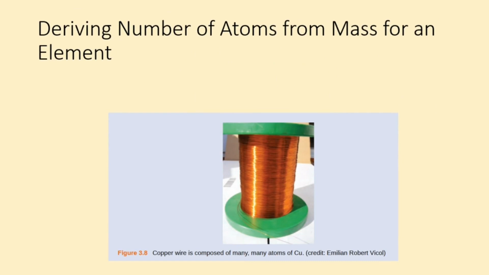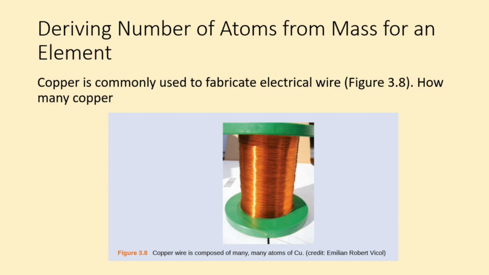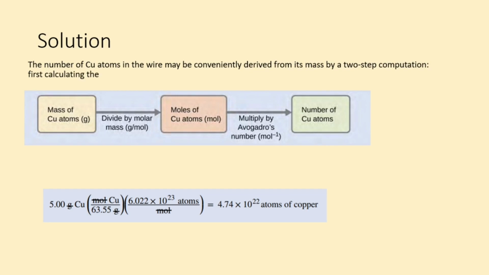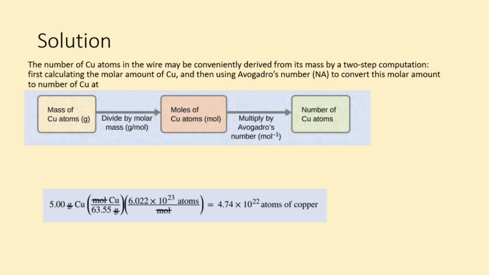Deriving number of atoms from mass for an element. Copper is commonly used to fabricate electrical wire, figure 3.8. How many copper atoms are in 5.00 grams of copper wire? The solution is, the number of copper atoms in the wire may be conveniently derived from its mass by a two-step computation. First calculating the molar amount of copper, and then using Avogadro's number, NA, to convert this molar amount to number of copper atoms.